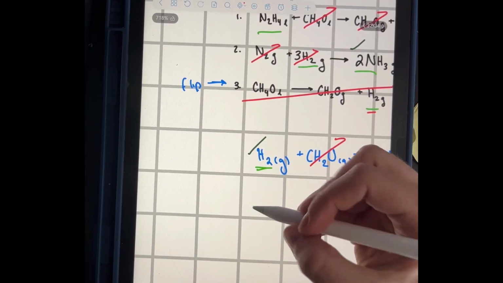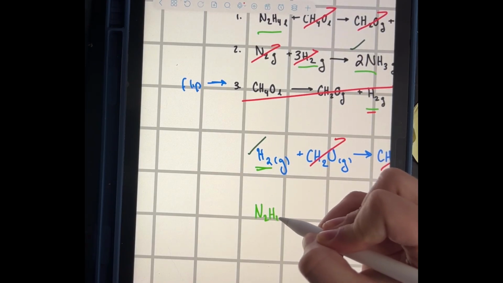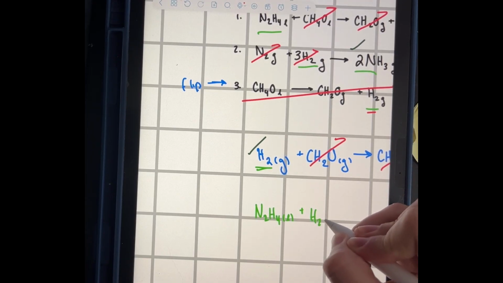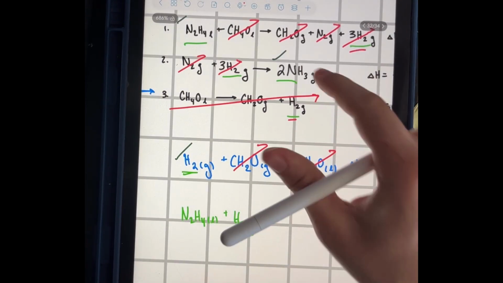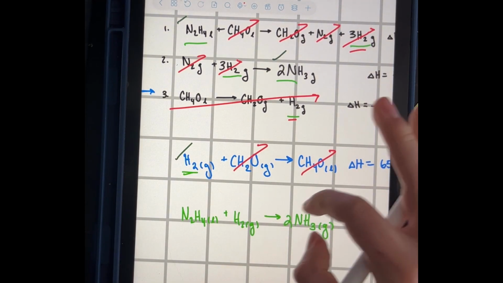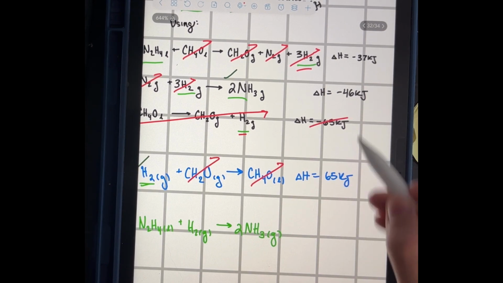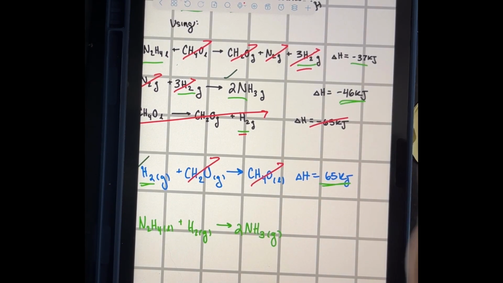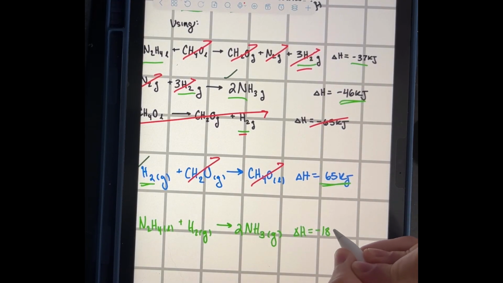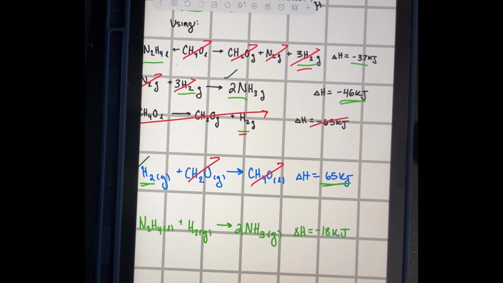So I have N2H4 up here. N2H4 liquid plus, what else do I have? I have H2. That's a gas, and that gives us 2NH3. And that's a gas. And so now we're going to add up all of these enthalpies. So let's see what we get. Negative 37 minus 46 plus 65. Good. Enthalpy of negative 18 kilojoules. And just to check, yes, that is correct. Okay.